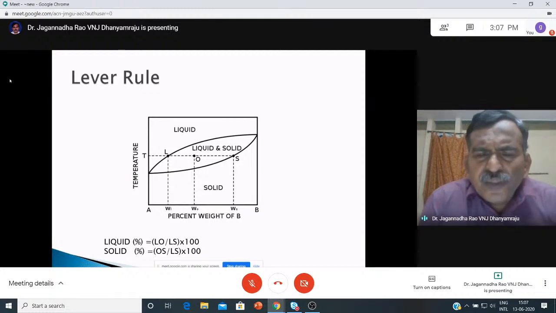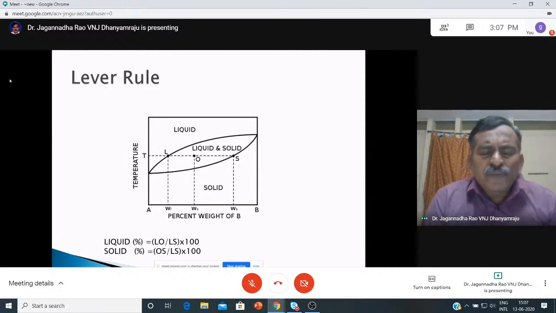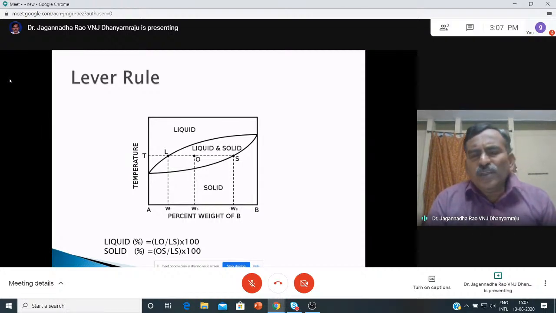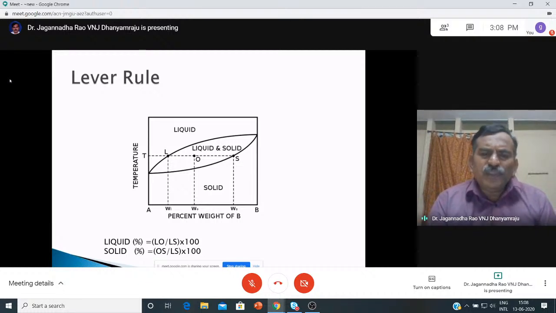For example, here we see a binary equilibrium diagram. Obviously it has two regions: one is a homogeneous liquid, the other one is a homogeneous solid, and there exists a loop in between liquidus and solidus where the liquid and solid coexist, right? Now we want the composition of a particular alloy.